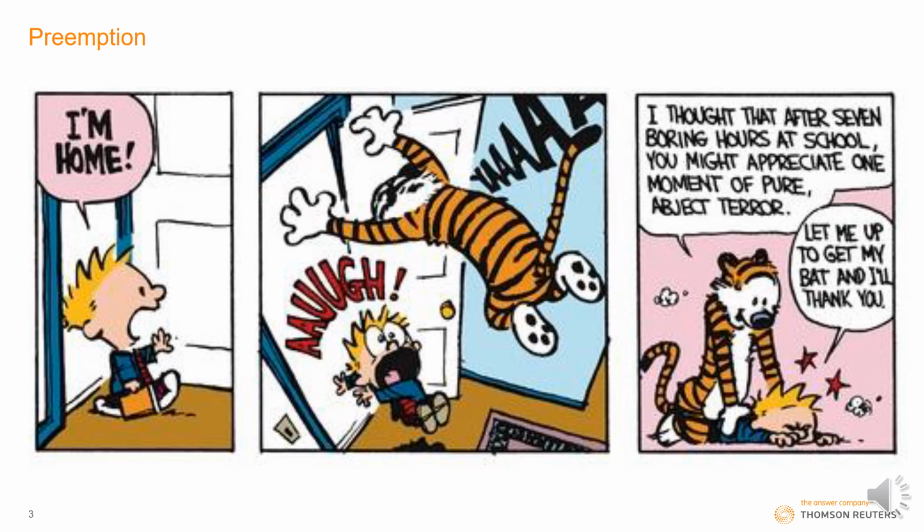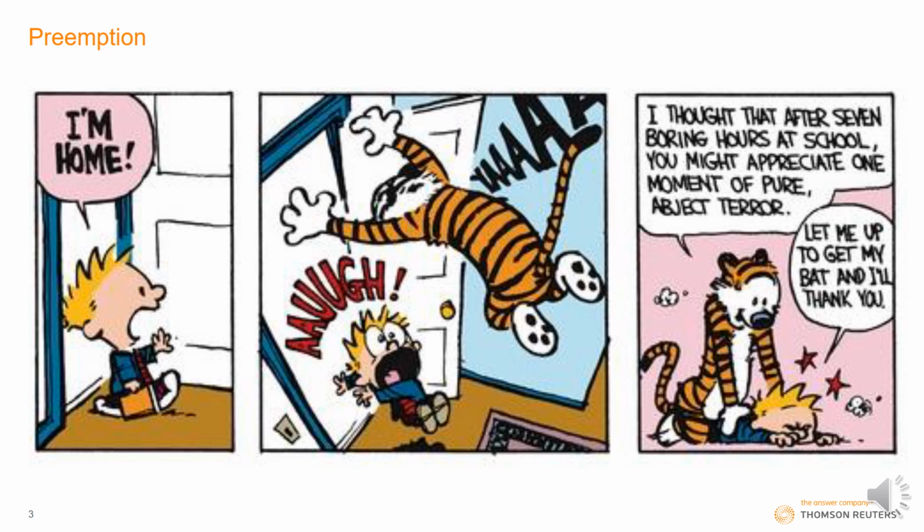Now, if you haven't heard of preemption, I would like to introduce it to you by way of the classic comic strip Calvin and Hobbes. In the first panel, Calvin is coming back home from school and is surprised by Hobbes the tiger jumping out at him, Calvin getting all bug-eyed in the second panel. And in the third panel, Hobbes says, "I thought that after 7 boring hours at school, you might appreciate one moment of pure abject terror."